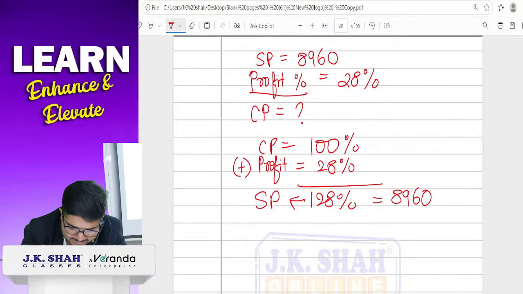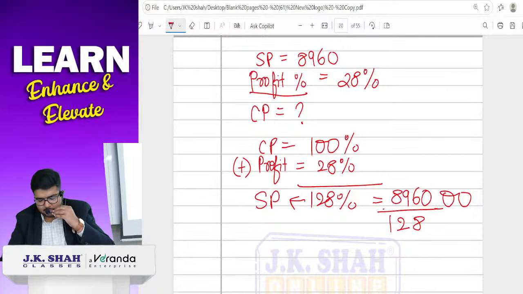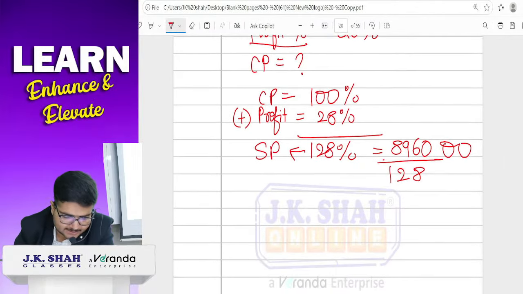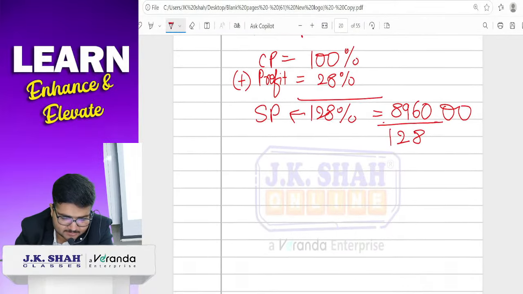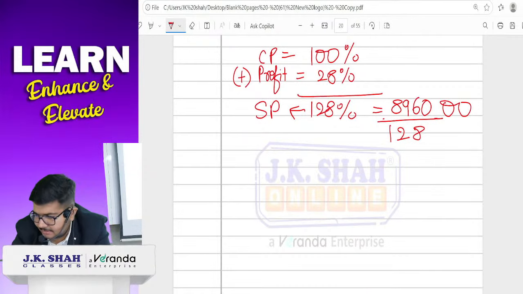How can you do this? 8960 is 128, and I will be putting two zeros. Understood, everybody? Now, how to divide this? Sir, how can we divide this by 128? The biggest question. So please understand, this is a trick which you can apply.